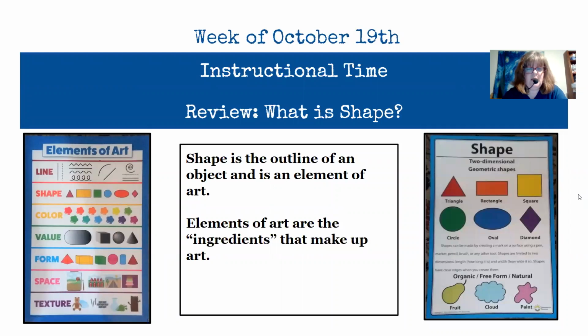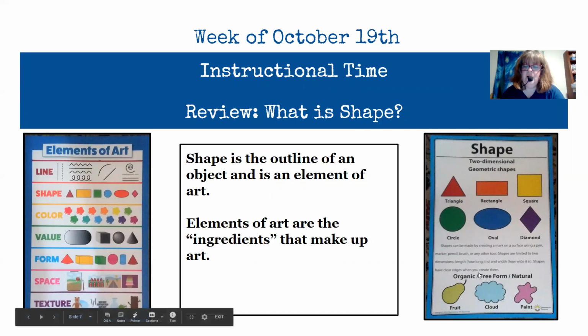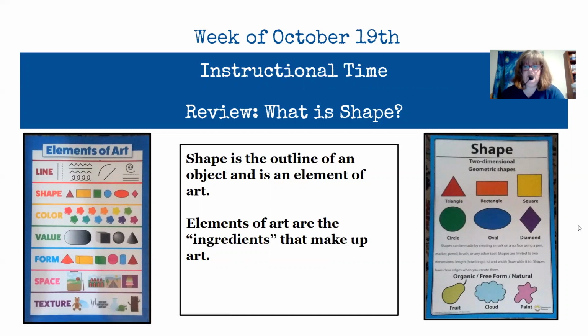And then we talked about shape. Shape is also one of the elements of art. Shape is the outline of an object and, again, an element of art. And we looked at two-dimensional geometric shapes, which are basic shapes. And some of those are the triangle, the rectangle, square, circle, oval, and diamond. And we also talked about organic shapes. Like you see an example down at the bottom here of a pear, a cloud, even a blob of paint. Also, the pumpkin shape was an organic shape.